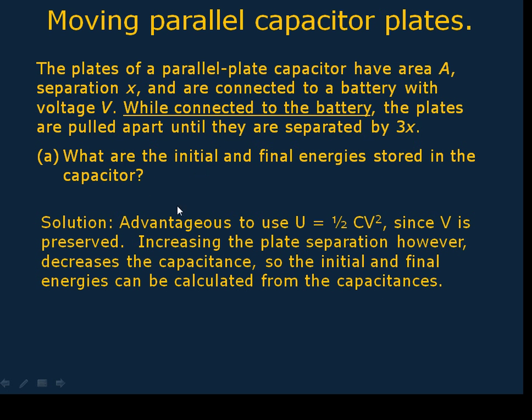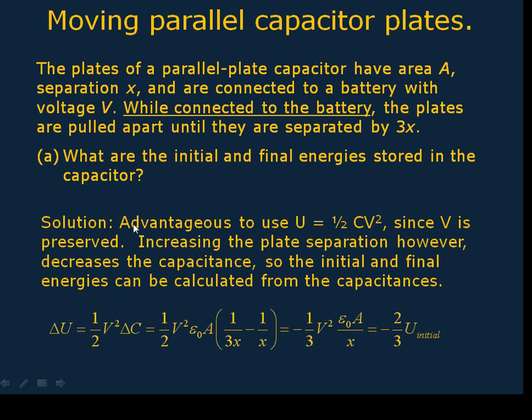To do this part, it's advantageous to use the energy stored in the capacitor given in this form. Since we know what the capacitance is and what the voltage is, let's just go ahead and use this. And also, since after pulling the plates V is preserved, V doesn't change in the problem. Increasing the plate separation, of course, decreases the capacitance, so the initial and final energies can simply be calculated by knowing the initial and final capacitances. So that turns out to be given here.